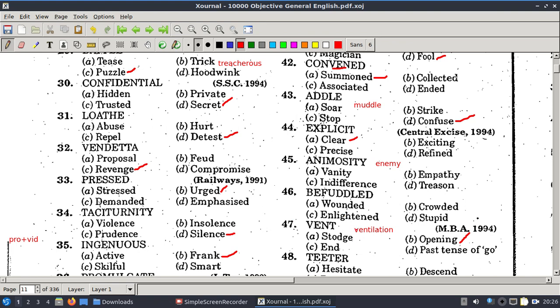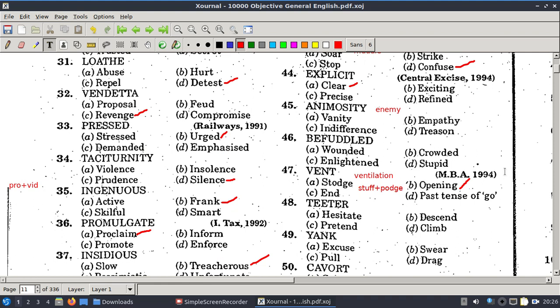Stodge. Stodge is also an interesting word. It is stuff plus podge. You stuff yourself with too much podge. That means it is heavy food that makes you very full. That is stodge. So look at this question. Past tense of go is went. That is this one, right? A tricky way that they have given. It is not VENT. It is WENT. They have given that way.